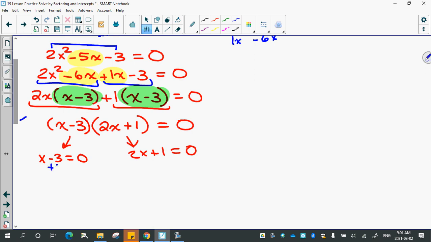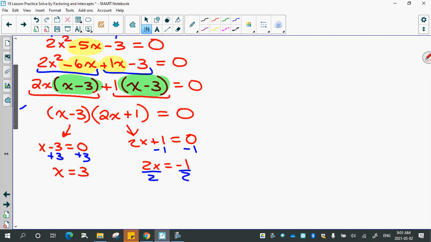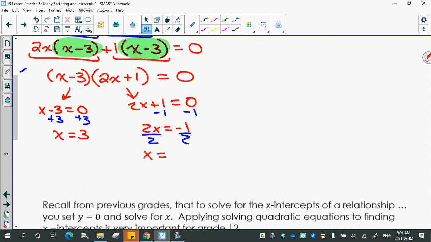Okay, so here I would just add 3 to both sides. This is the easy one to solve. Here I would first have to subtract 1 on both sides. And then divide both sides by 2. So here are my two solutions, x equals 3 and x equals negative 1/2.